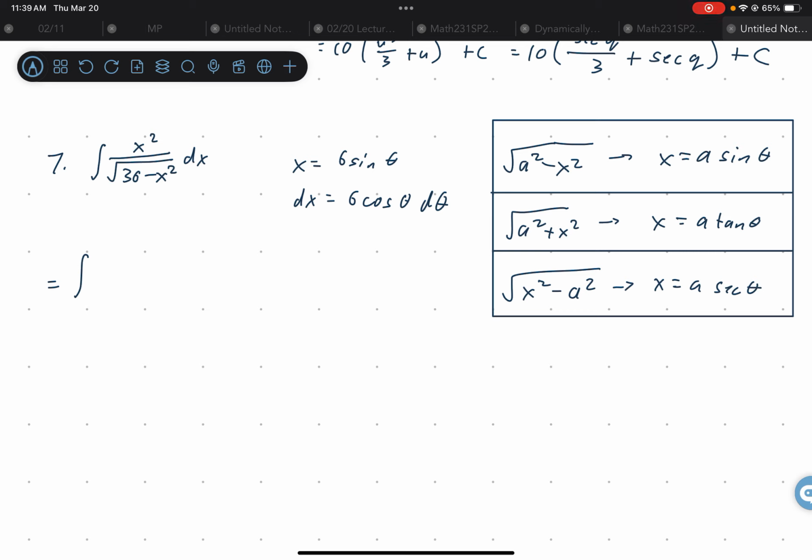So if x equals 6 sine theta, that means x squared is going to be 36 sine squared theta all over square root of 36 minus 36 sine squared theta. And then dx is replaced by 6 cosine theta d theta.